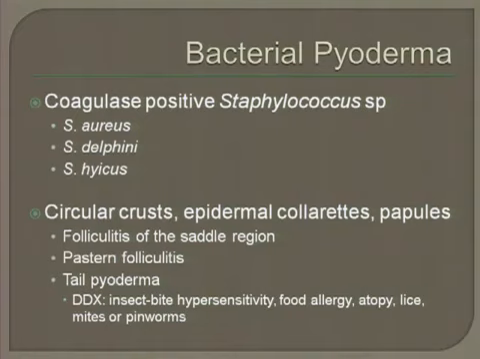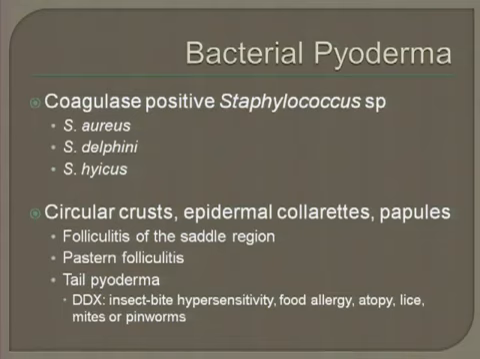So the lesions that are caused by coag-positive staph are circular crusts, which are called epidermal collarettes, papules, and pustules. And it's important to remember that these are normal components of the skin. This is normal flora, so something has to go wrong for it to proliferate and cause infection. And sometimes that can be a very simple one-time event that once you treat the infection never recurs. It can also be a chronic underlying problem like an allergy or an endocrinopathy.